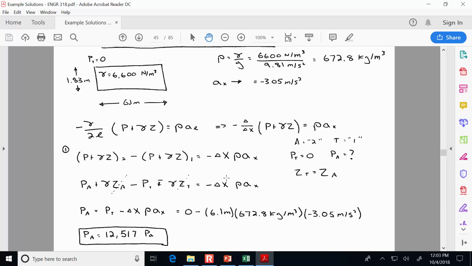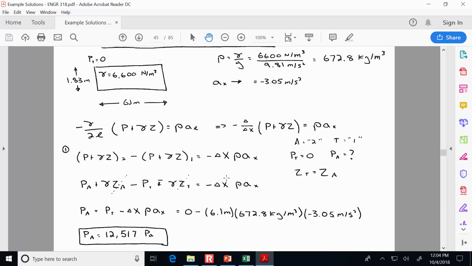So let's calculate that, if you've got your calculator handy. 6.1 times 672.8 times 3.05. So pressure at A is 12,517 pascals. Anybody else get that same value?